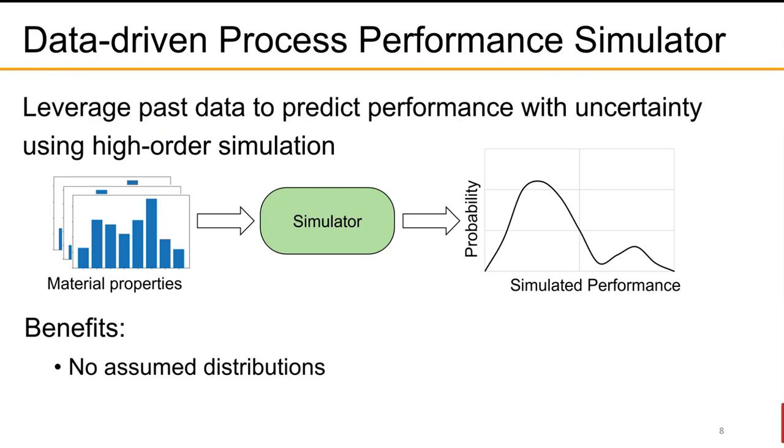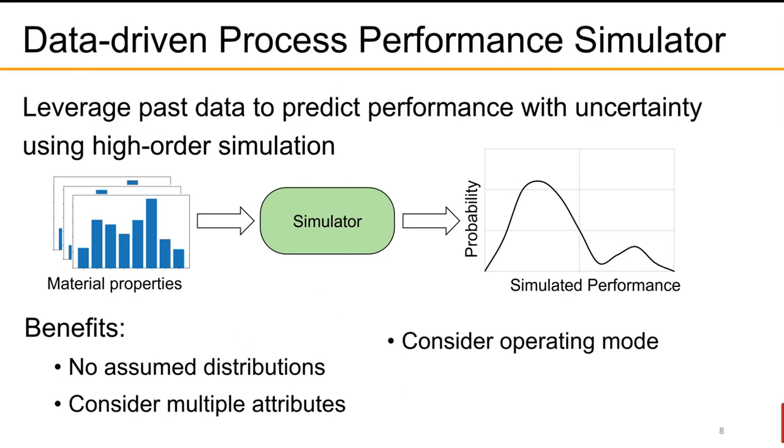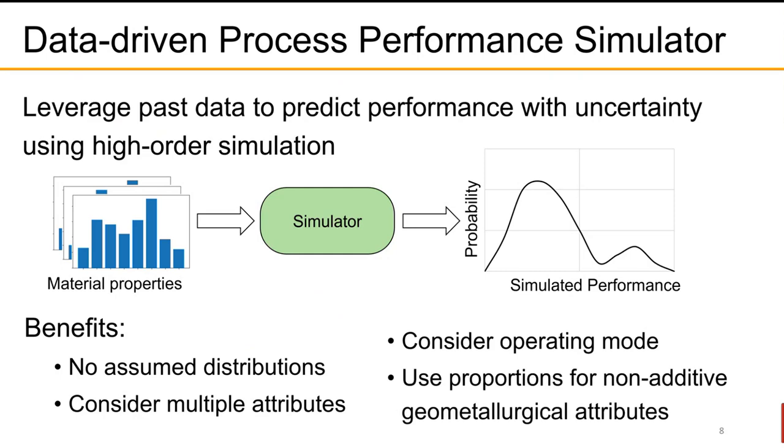Some other benefits of this type of framework with the higher order simulation is that we don't assume any distribution on the underlying process. We can consider multiple attributes that we have in our material to predict a given performance metric. We're able to consider operating modes. So if we have a processing facility and we have historical data where the operating mode is labeled corresponding to a certain performance outcome, then we can use that data to forecast, with those operating modes being included.